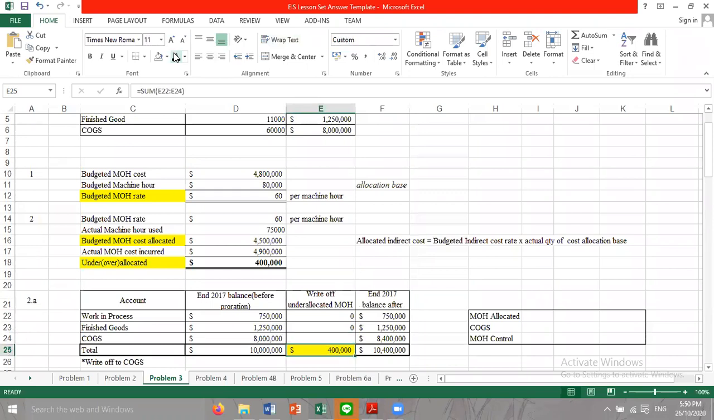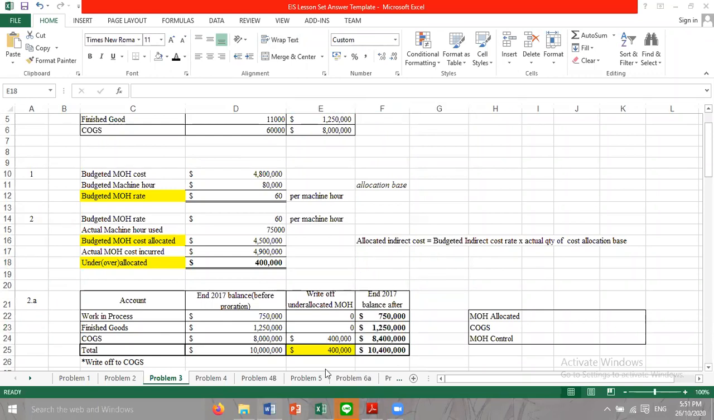In this case, we know that the underallocated MOH is 400,000. And in this method, we allocate all of it to the cost of goods sold. So we just simply add all of the total underallocated to cost of goods sold. So we'll have the ending balance after proration.